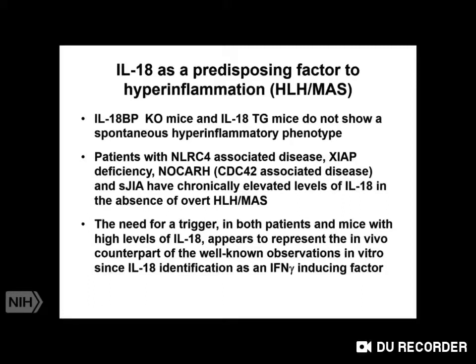We and others have observed this in patients with autoinflammatory disease associated with high levels of interleukin 18. Patients with systemic JIA, CDC42-associated, and NLRC4-associated disease, or NOMID, have very high, chronically elevated levels of interleukin 18, but they do not have MAS all the time. There is the need for a trigger, and this is very consistent with the role of IL-18 as a co-stimulator or cofactor for triggering immune cells, particularly the production of interferon gamma.